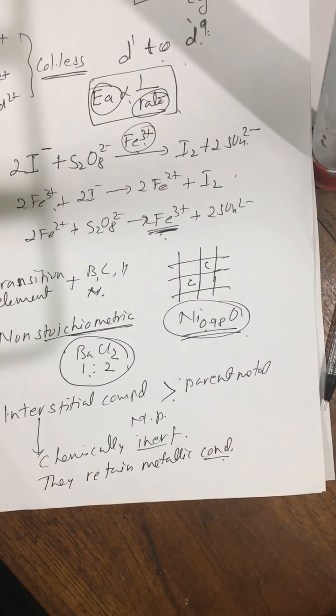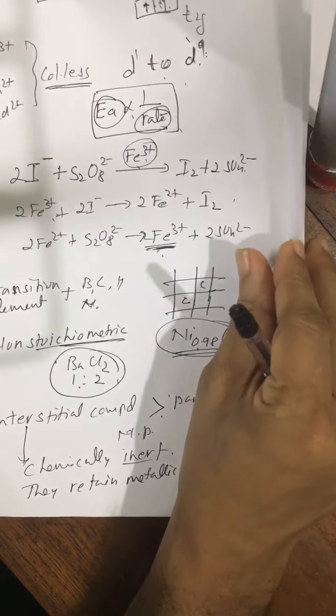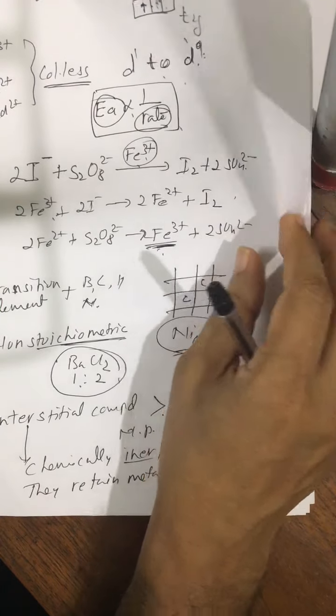Now comes K2Cr2O7, potassium dichromate.